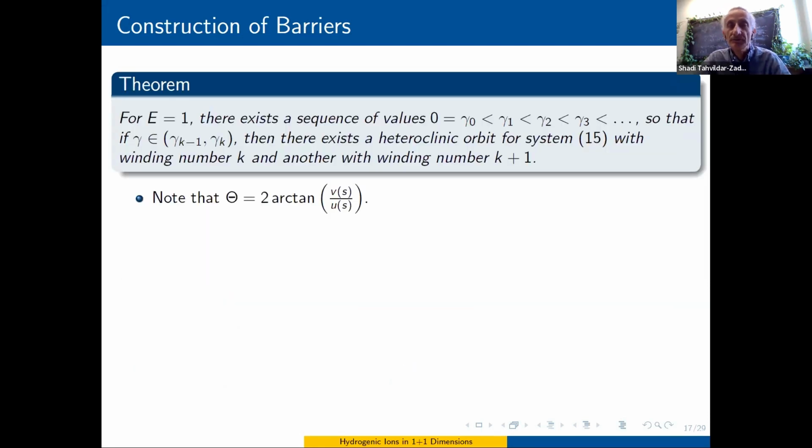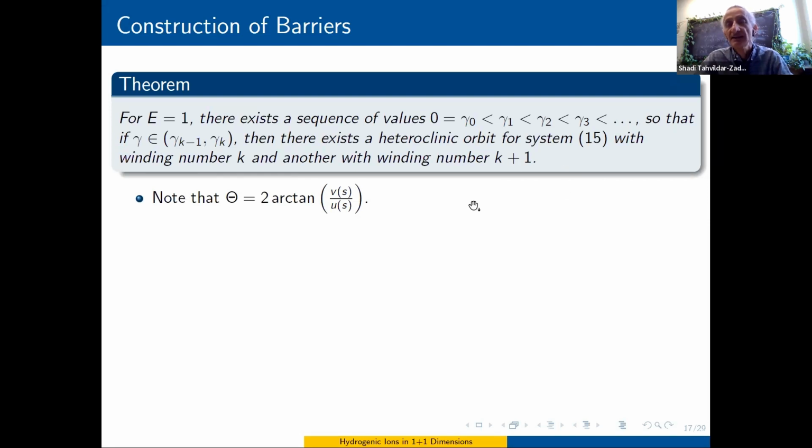All right, this is about E equal 1. When E equals 1, there exists a sequence of values. We prove this. For gamma, remember gamma is the nuclear charge, right? If gamma is between two consecutive values, gamma k minus 1 and gamma k, then there is a heteroclinic orbit with winding number k, and another one with winding number k plus 1. So for E equal 1, you actually get two barriers with different winding numbers, right?